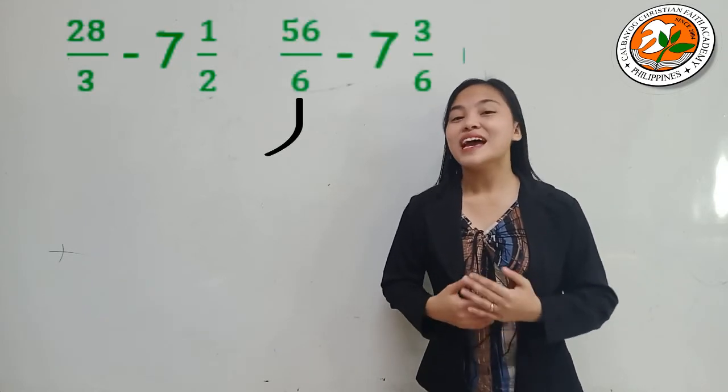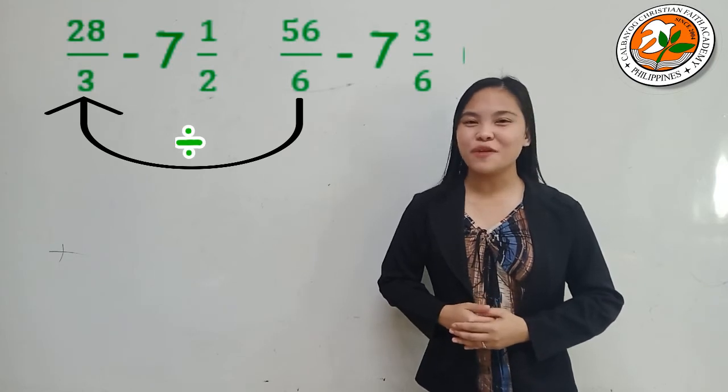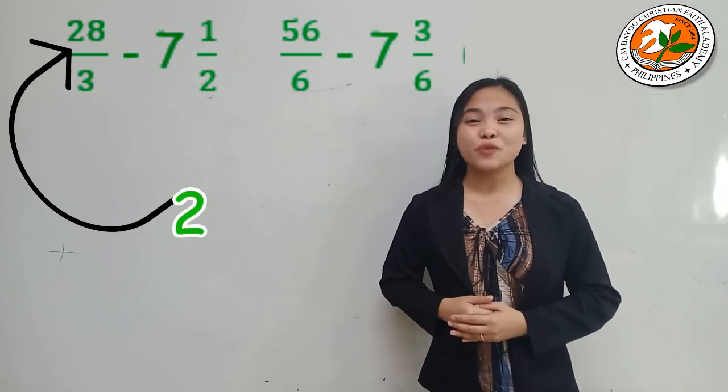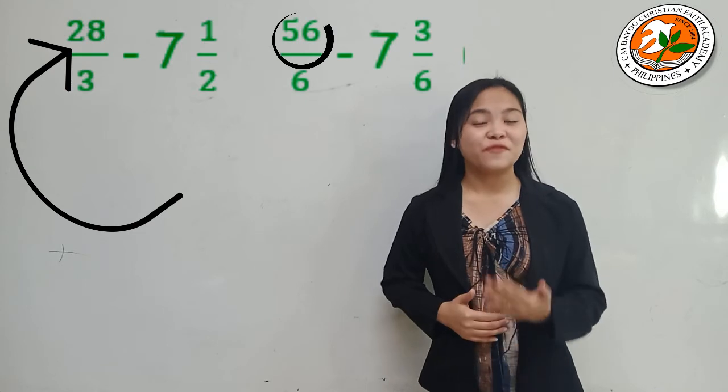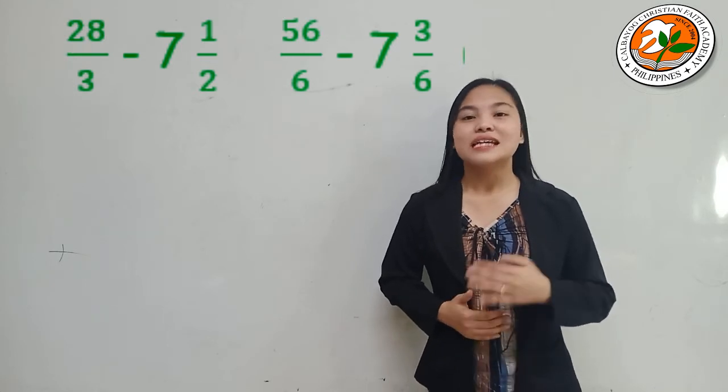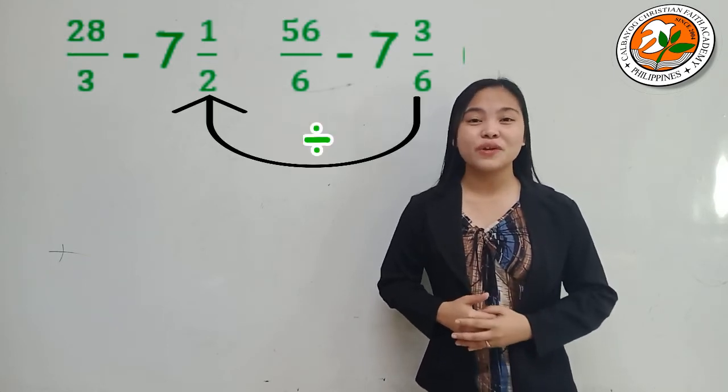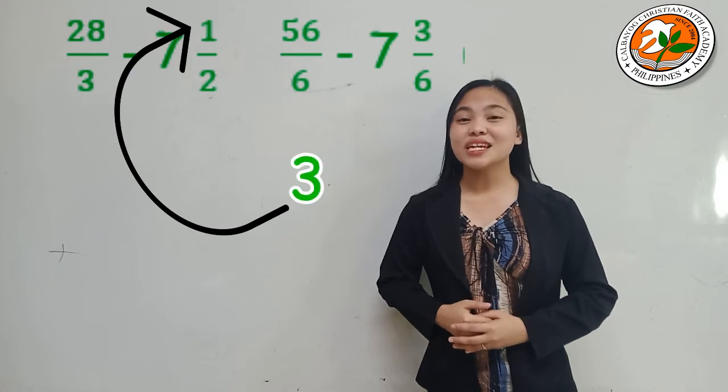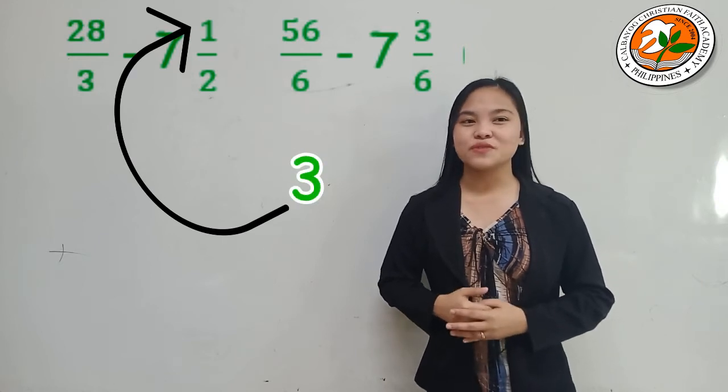So 6 divided by 3 is equal to 2. 2 times 28 is equal to 56. Next, 6 divided by 2 is equal to 3. 3 times 1 is equal to 3.